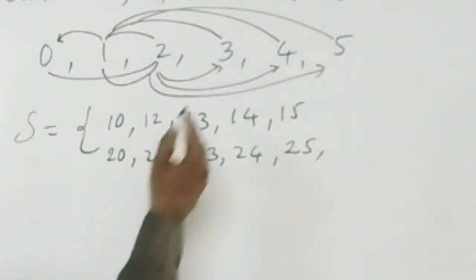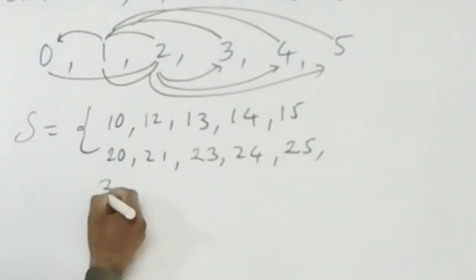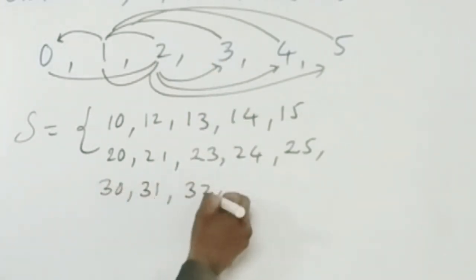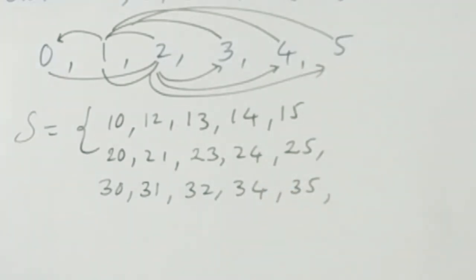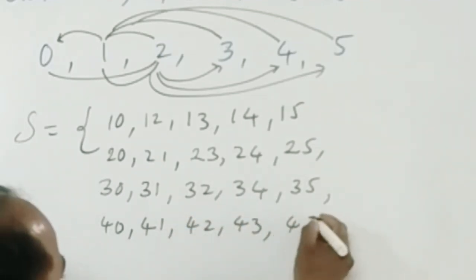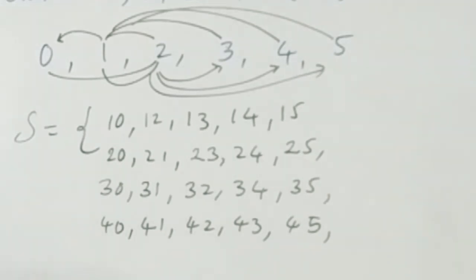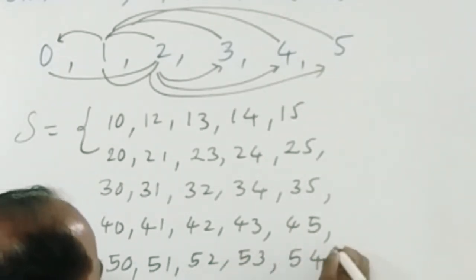Similarly, the digit 3 will go with all the digits: 30, 31, 32, 34 and 35. The digits should not be repeated here. Now 4 will go in the same manner: 40, 41, 42, 43 and 45. And last, digit 5 will go with the rest of the digits, forming 2-digit numbers: 50, 51, 52, 53 and 54.